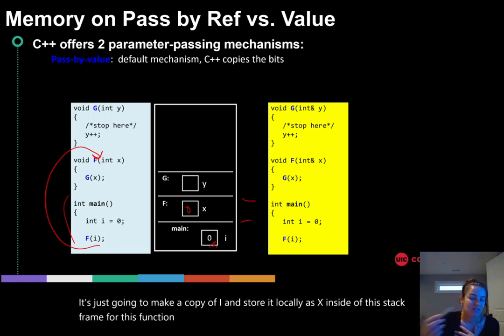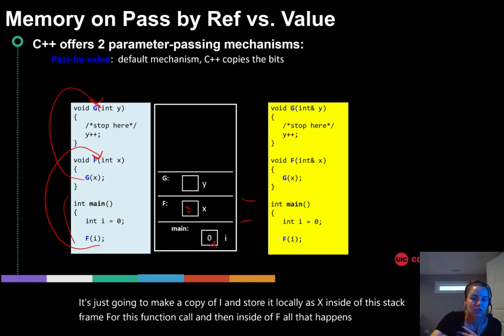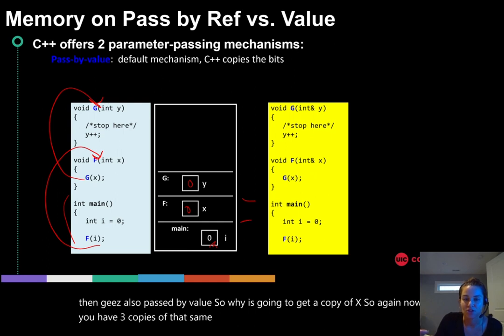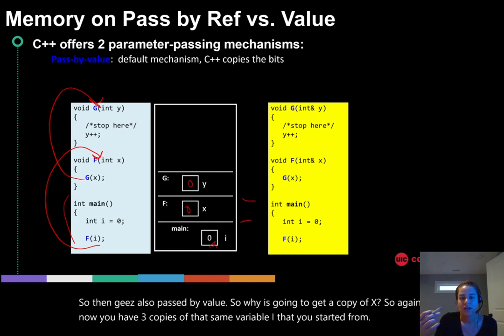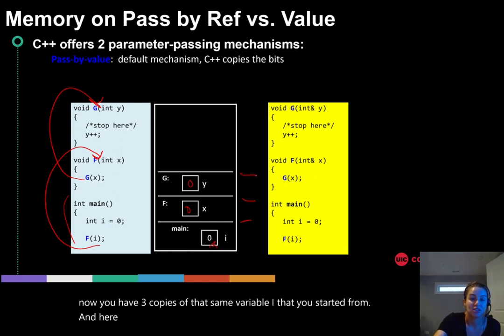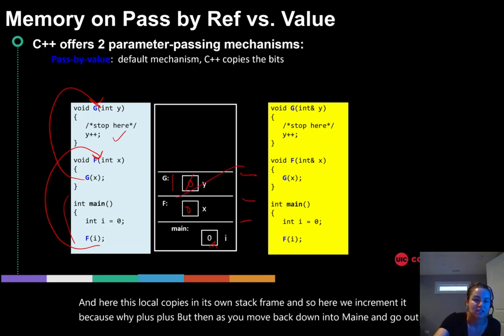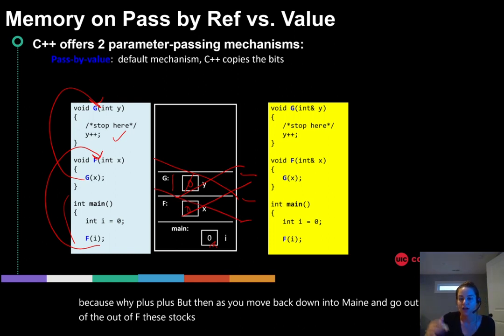And then inside of f, all that happens is g is called. So g is also passed by value, so y is going to get a copy of x. So again, now you have 3 copies of that same variable I that you started from. And here, this local copy is in its own stack frame, and so here we increment it because y++. But then as you move back down into main and go out of g, out of f, these stacks are just destroyed as you move down, and all that's left is the original I that never got touched.